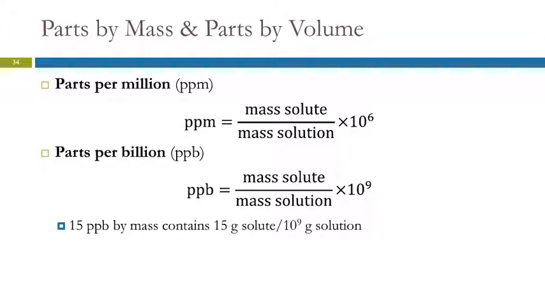Parts per million, instead of multiplying by 100 like parts per 100, we multiply by a million. This is abbreviated ppm, parts per million. Parts per billion, you multiply by 1 billion. So if something is 15 parts per billion by mass, that means 15 grams of solute per billion grams of solution. This is the sort of unit that's used for measuring contaminants in drinking water. You know, there's a level of lead that's acceptable in water, and it's down in the parts per billion range. Not very much.